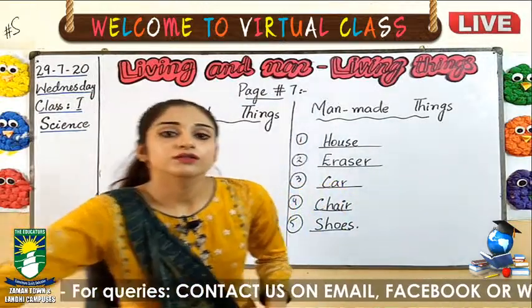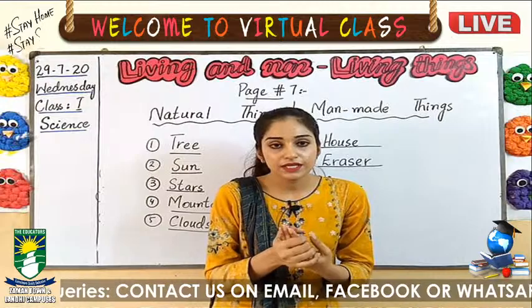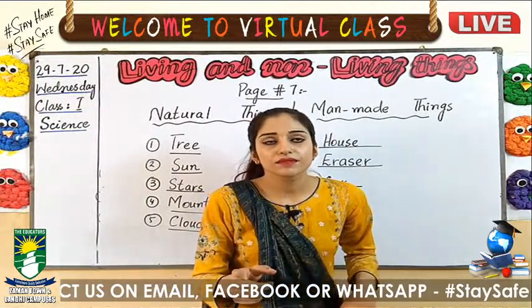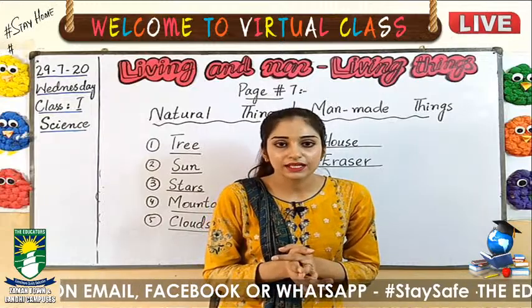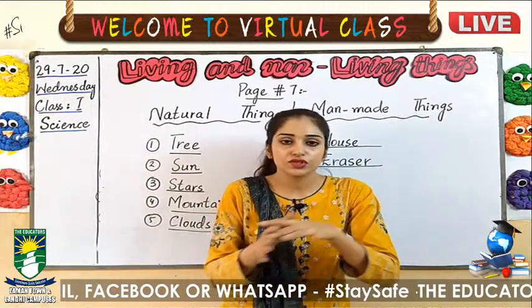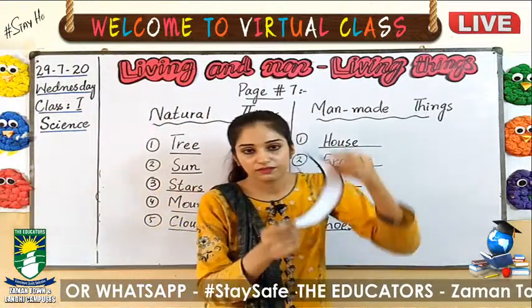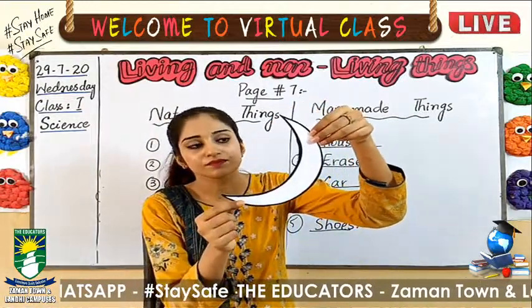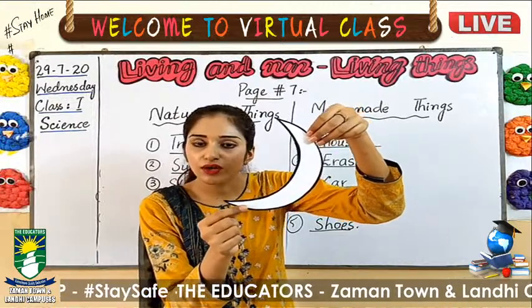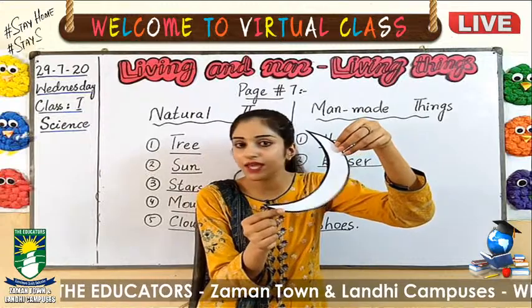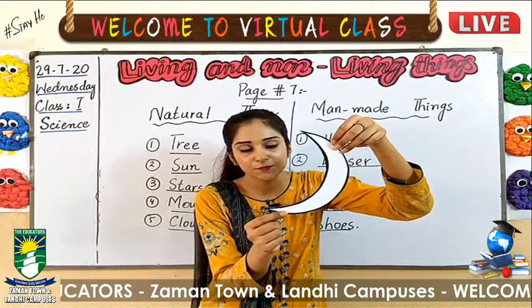Now we are doing one more activity. These things are natural or man-made things. Now you will help me tell which thing is a natural thing and which thing is a man-made thing. First one is moon. This is a moon. A moon is a natural thing or a man-made thing? A moon is a natural thing. We cannot make a moon, right?